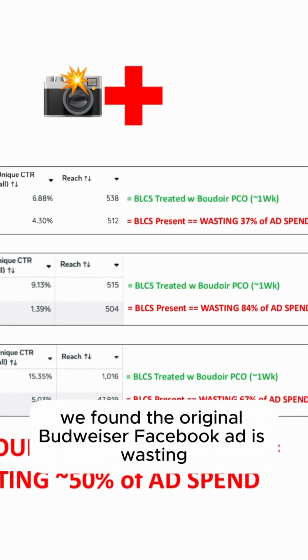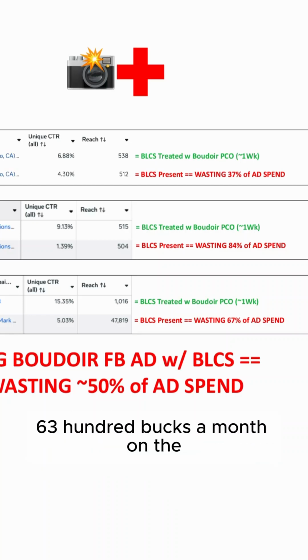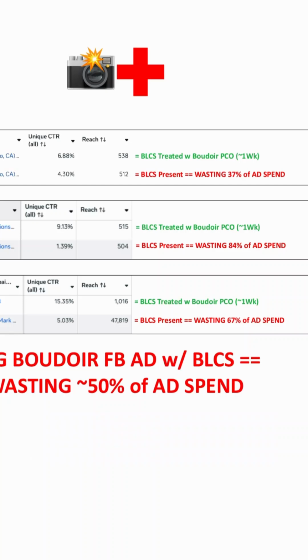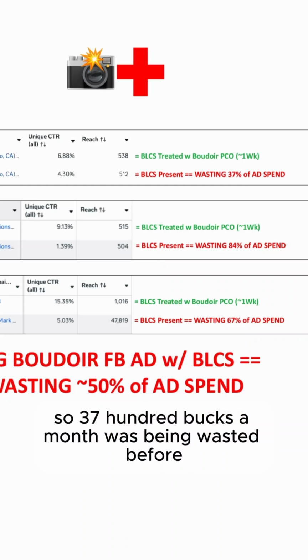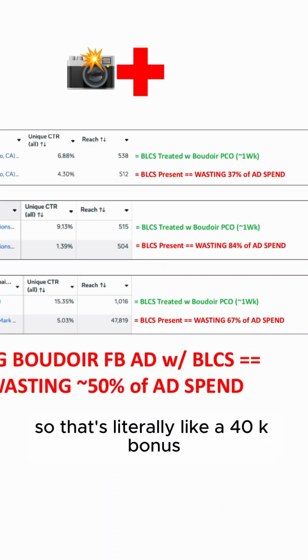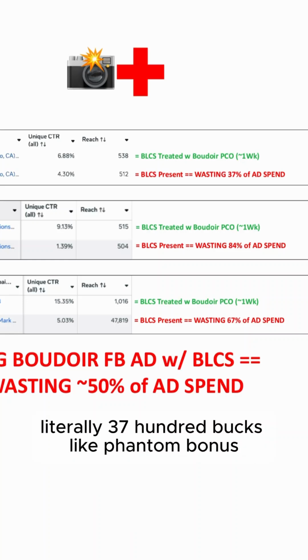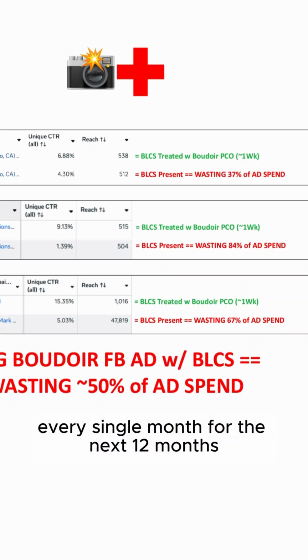So we found the original Boudoir Facebook ad is wasting 37% of ad spend, which means if the original is spending 10 grand a month in Boudoir Facebook ad spend, now the Boudoir photographer only needs to spend $6,300 a month on the Boudoir Pico treated ad, and they will get the same number. They're adding to the same number of women's brains each month. So $3,700 a month was being wasted before. Now we don't even spend it. The Boudoir photographer can pocket it. So that's literally like a 40K bonus over the next 12 months. Literally $3,700 like phantom bonus every single month for the next 12 months.